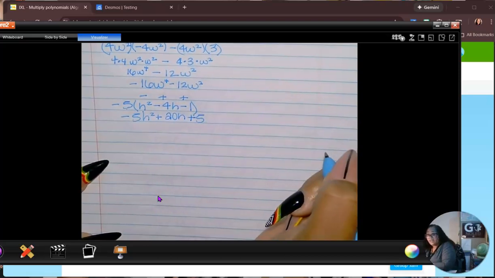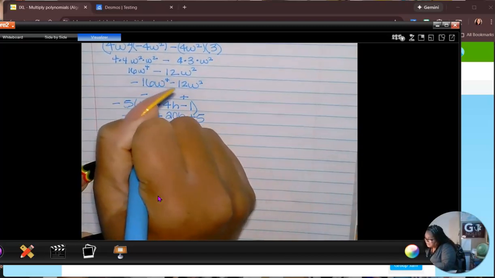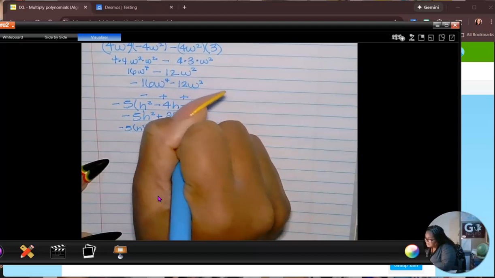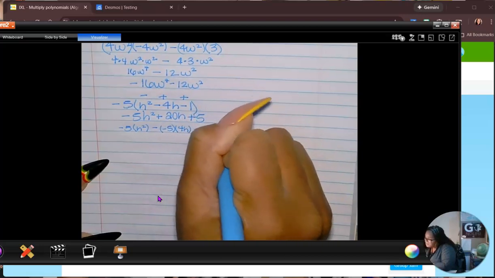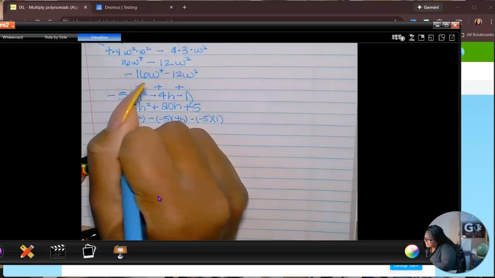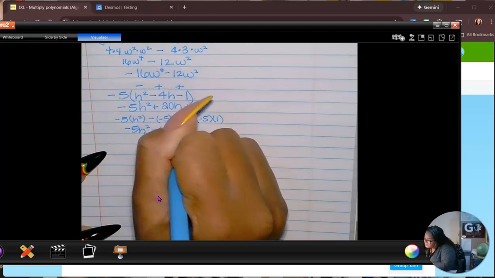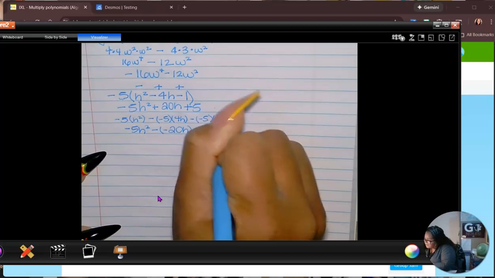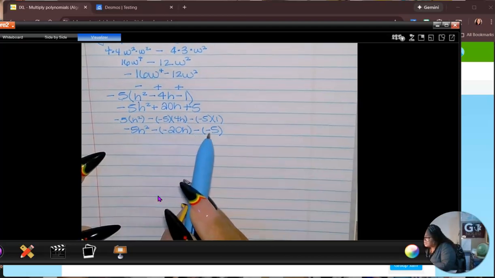If I need to break that down and show you how it's done, this is negative 5 times h squared minus negative 5 times 4h minus negative 5 times 1. Then this becomes negative 5h squared minus negative 20h minus negative 5. I cannot write these minus negatives, so I must convert them to do the opposite. So do the opposite, do the opposite.